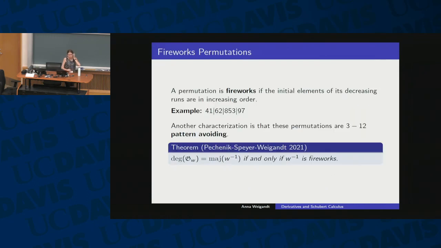So, the answer is just these things called fireworks permutations. I think this is David's terminology. The definition of a fireworks permutation is if you look at the initial elements of its decreasing runs, they're in increasing order. So for instance, here I've separated out the decreasing runs of this permutation. And then here, this initial thing, we have a 4, we have a 6, we have an 8, we have a 9.